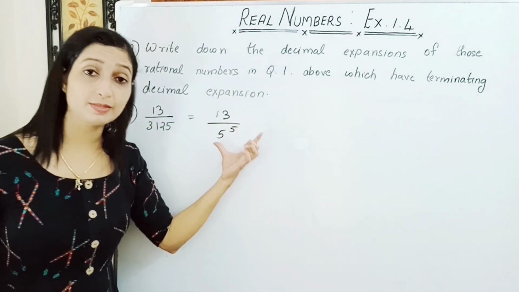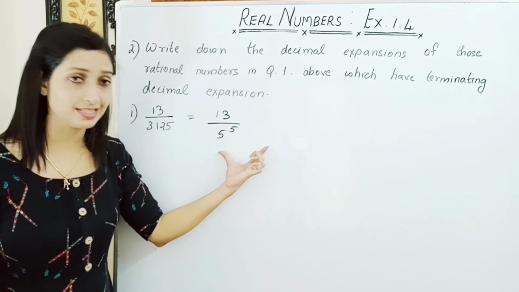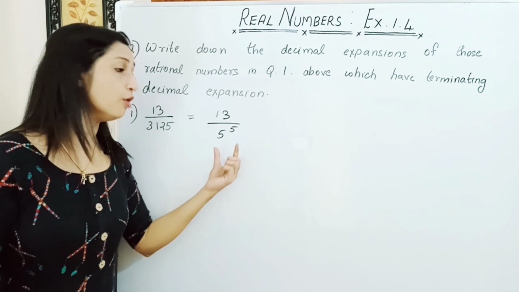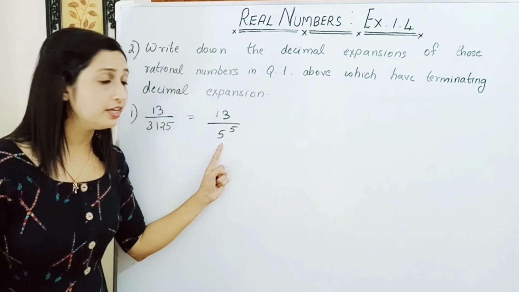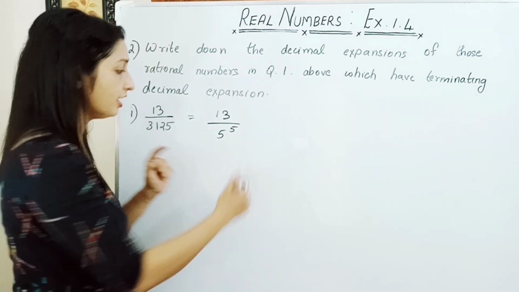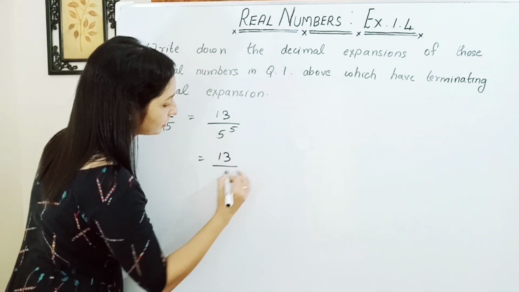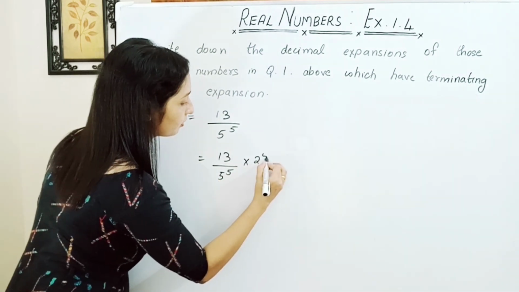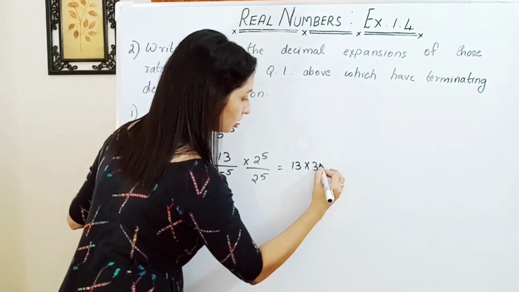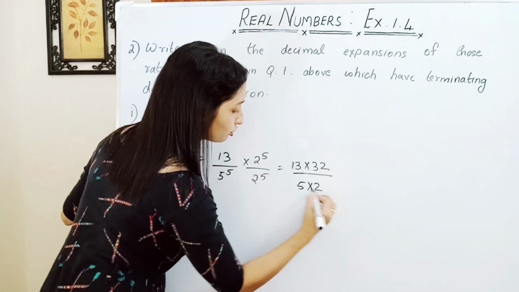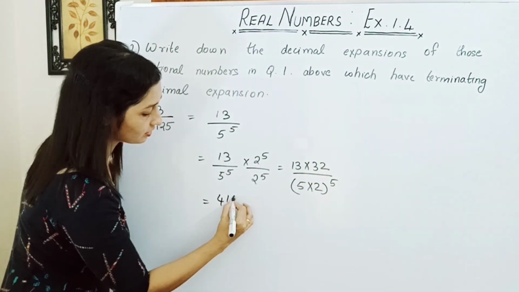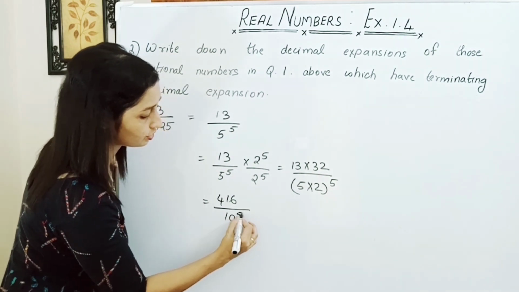Now to find out the decimal expansion, it is always easier to bring our denominator into some power of 10. Now here it's already the fifth power of 5. So how can I make it as some power of 10? I multiply and divide by 2 raised to 5. So what do I get? I get it as 13 into 32 by 5 into 2 raised to 5, which is equal to 416 by 10 raised to 5.